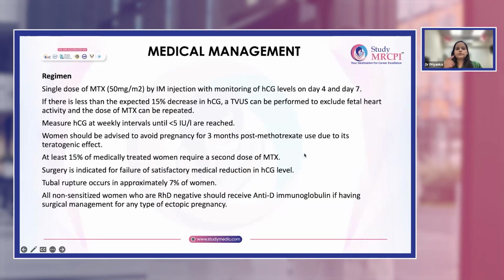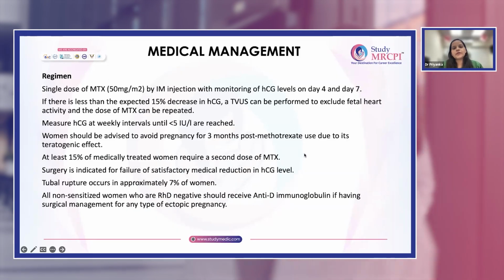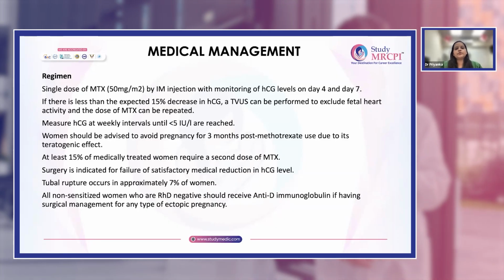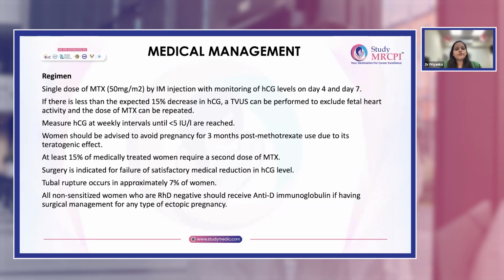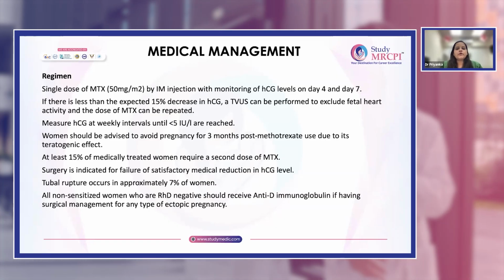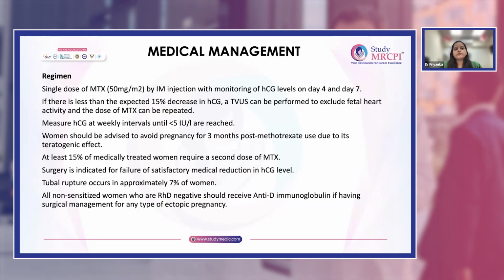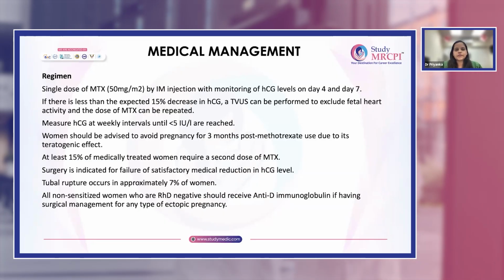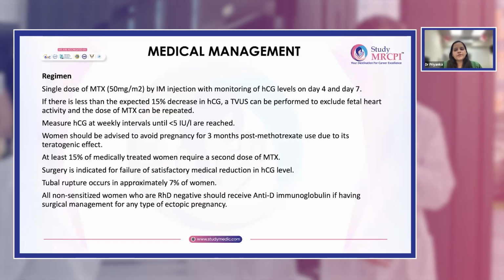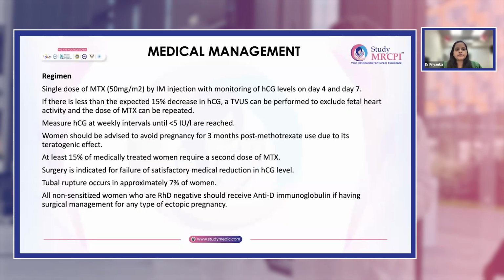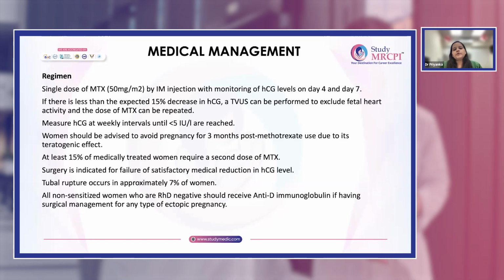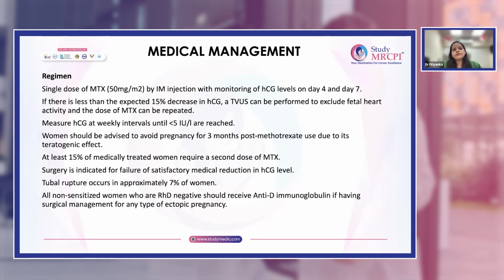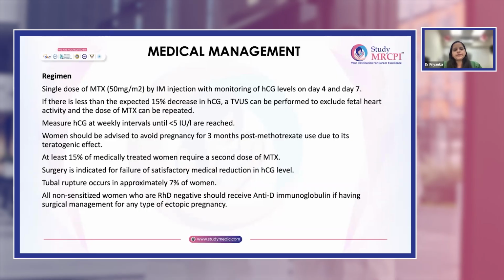Now, how do we do medical management? We give a single dose of methotrexate, the dose of 50 by IM injection, and we check beta HCG values on day 4 and day 7, and we see how the trend is. If there is less than 15% decrease in HCG, we perform a TVS scan, we rule out any cardiac activity, and we repeat the dose of methotrexate. And we repeat the HCG values until they are in the non-pregnant range.